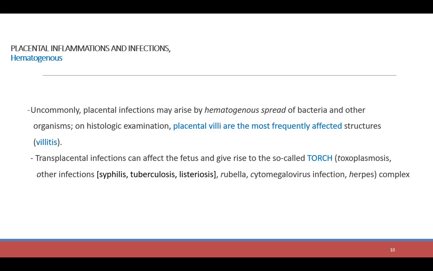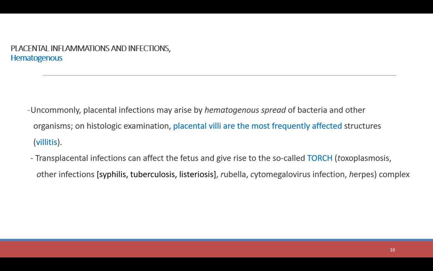We said most commonly the inflammation is coming from the canal, the ascending route. Sometimes it's coming from the hematogenous route. When it's coming from the hematogenous route, most of the time the infection, the inflammation, the change is seen in the chorionic villi itself. So the placental villi are the ones that are really involved if the inflammation is coming from the hematogenous route.